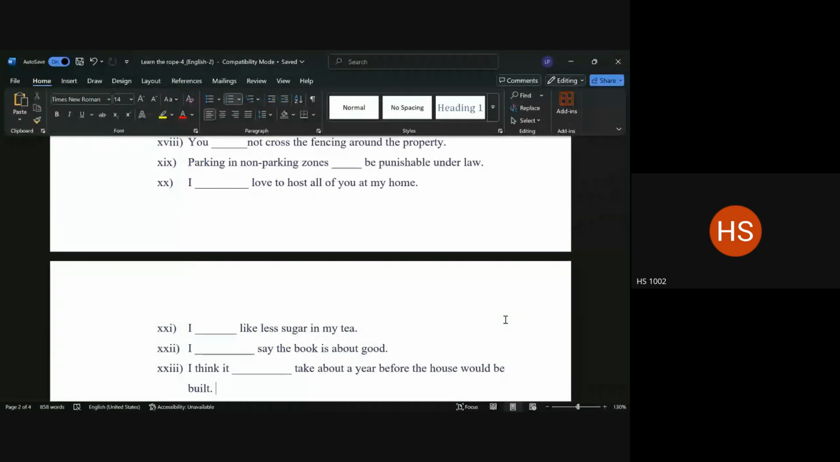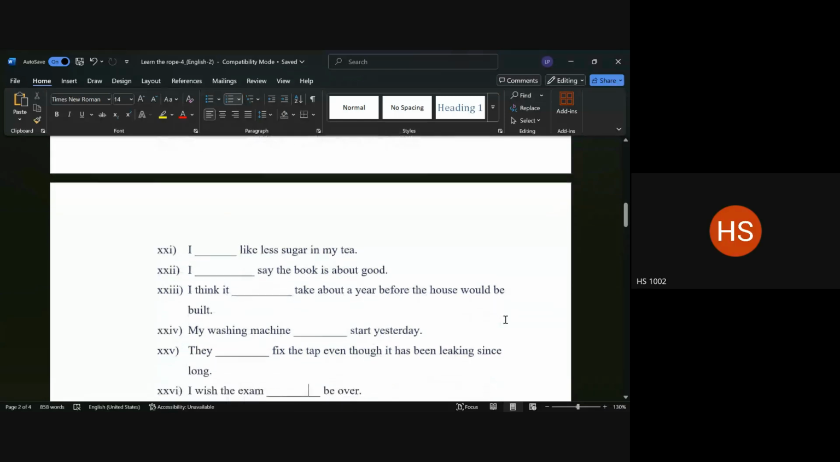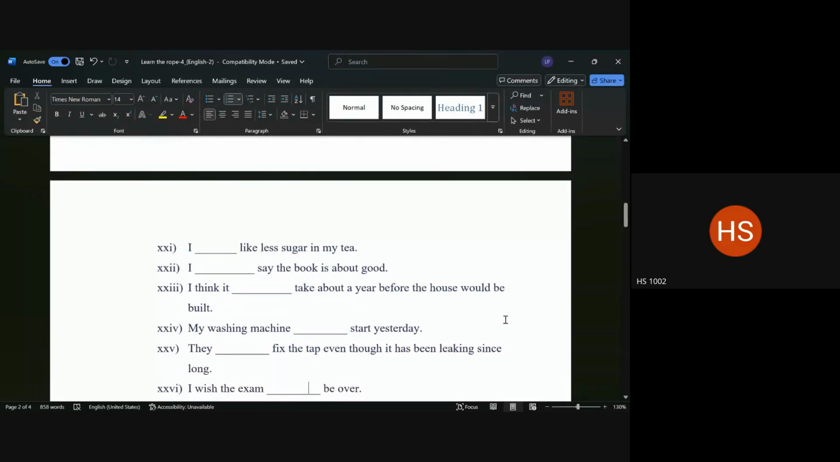Then the next one, the 21st one: I dash like less sugar in my tea. This is again would. Preference, right? Preference again will take would. I would like less sugar in my tea. Correct. So to show like, dislike, preference, desirability, all of them would be taken over by would.